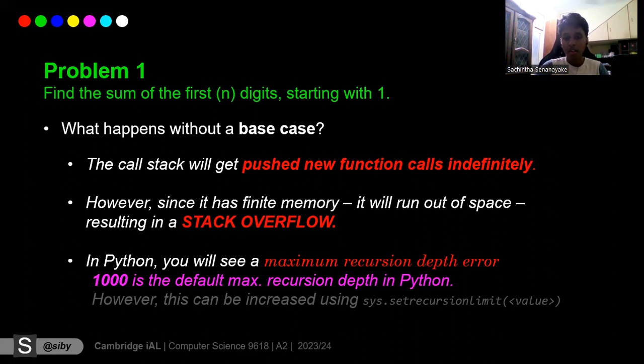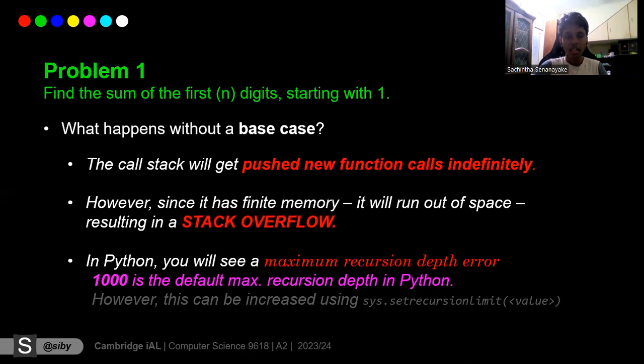1000 function calls is the max recursion depth for Python. But you can, of course, increase this by using sys.setrecursionlimit. Within the brackets, you can specify whatever other value you want to change the recursion depth. But do keep in mind, changing this might affect your program for the better or for the worse.